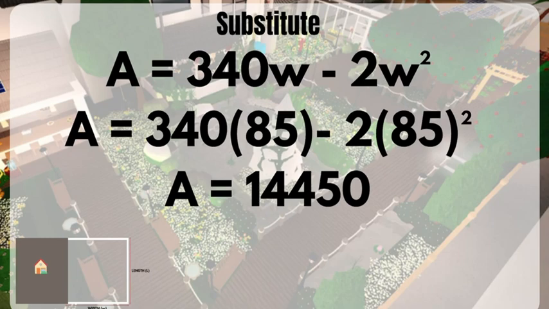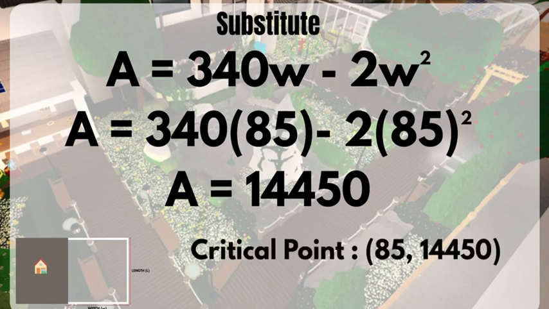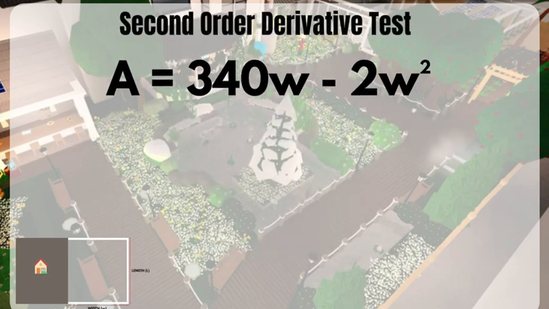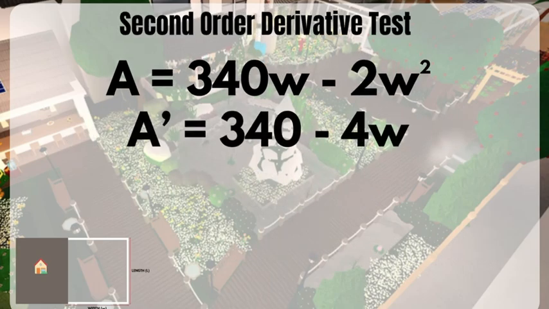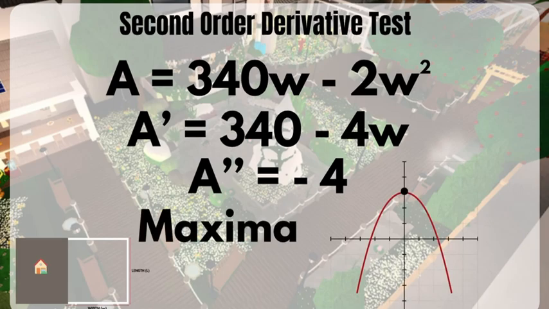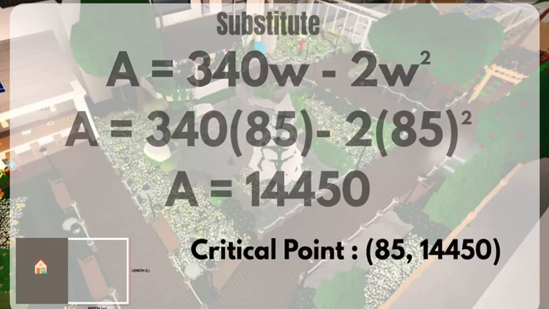To verify that this critical point corresponds to a maximum and not a minimum, we applied the second order derivative test. Taking the second derivative gives A'' = -4. Since the second derivative is negative, the area function is concave downward, confirming that W = 85 meters produces a maximum area. Substituting this value back into the fencing equation gives length = 170 meters.